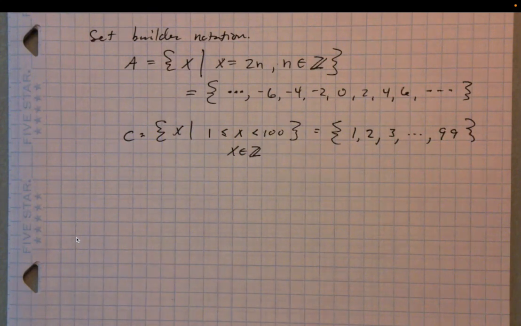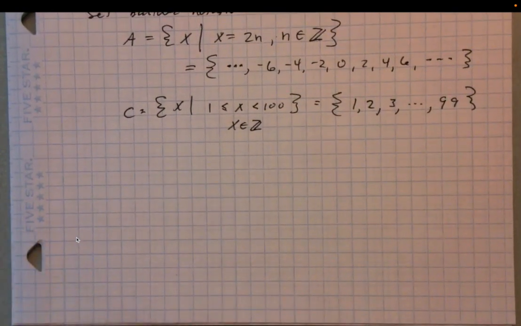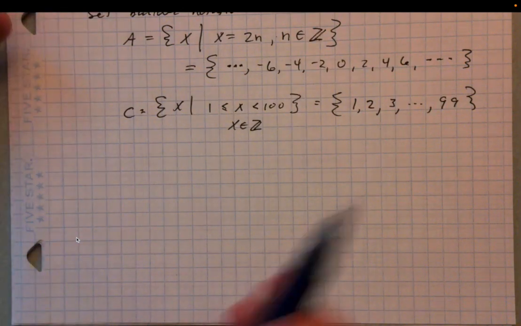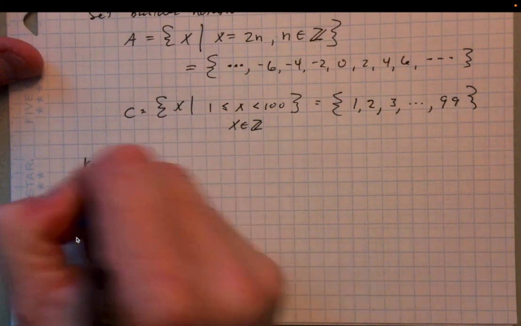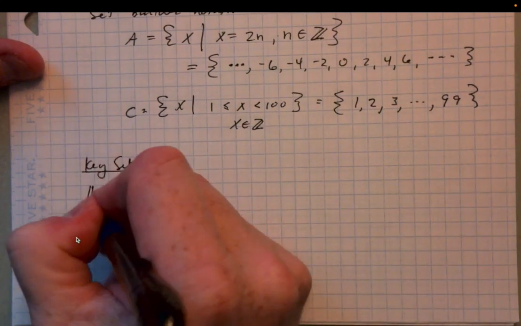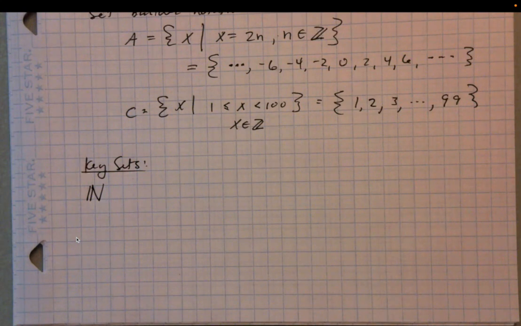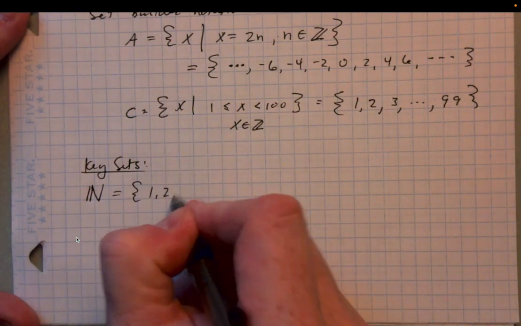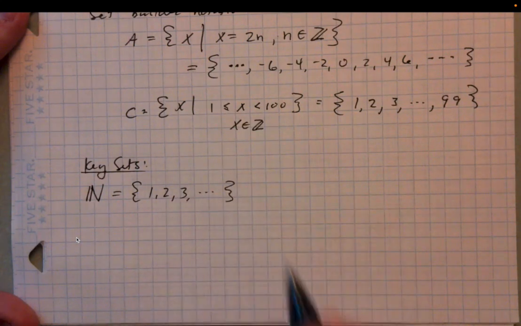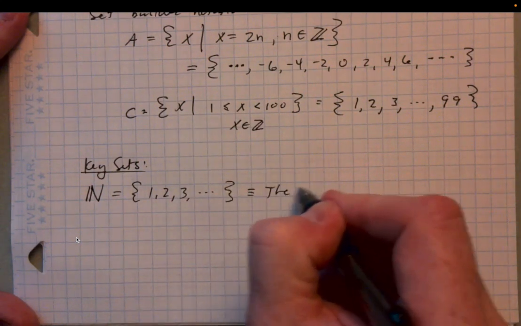I'll assume that you've seen some set theory in the past, and we're just refreshing our memory on a couple of these things. There are some very key sets that we'll be constantly referencing as we go through analysis here. Key sets would include, and you're going to be familiar with all of these, but let's just level set on this, the natural numbers. That's the set 1, 2, 3, to infinity. We call these the natural numbers.